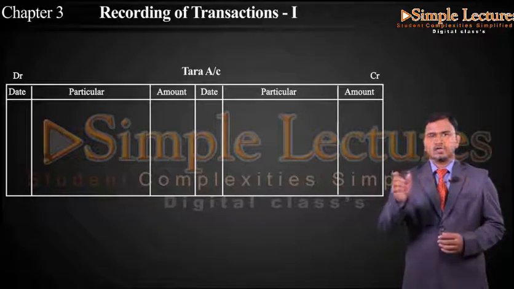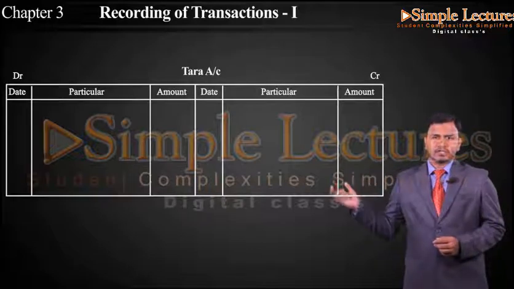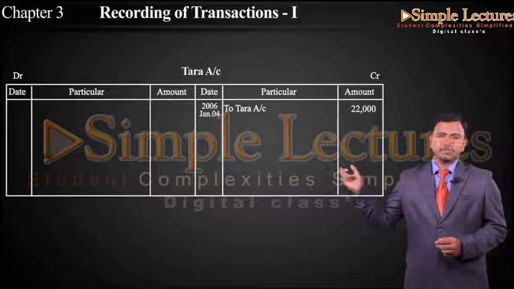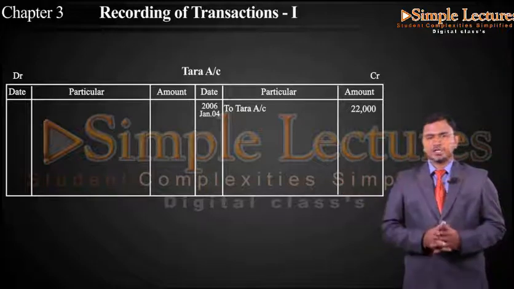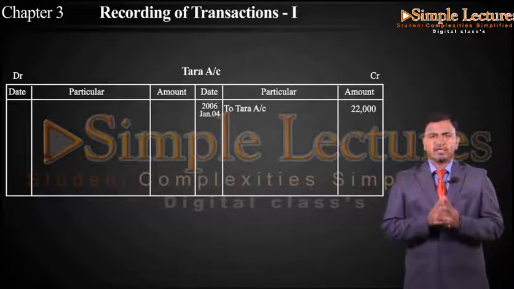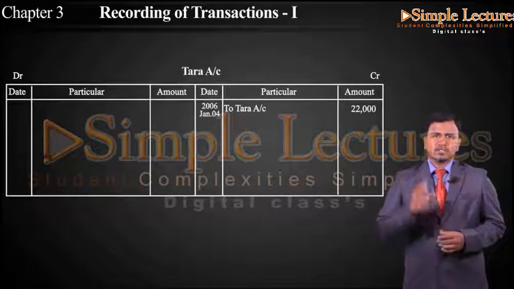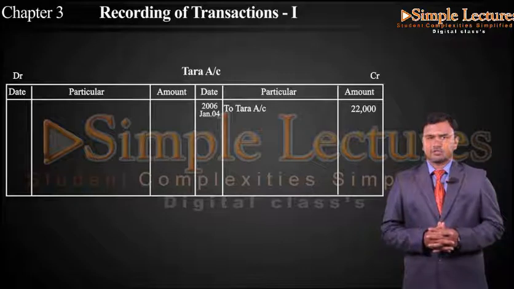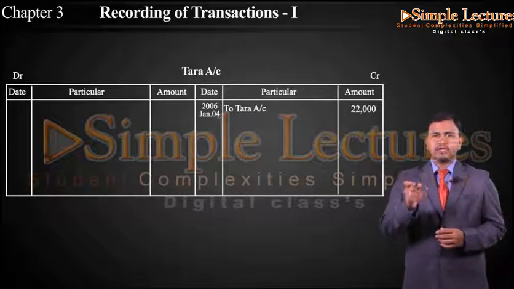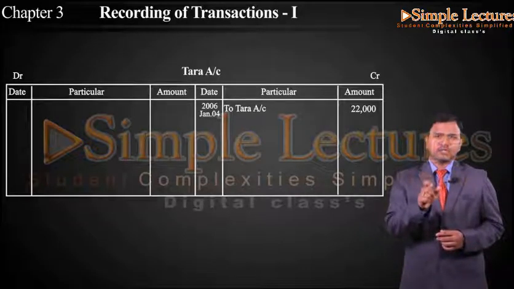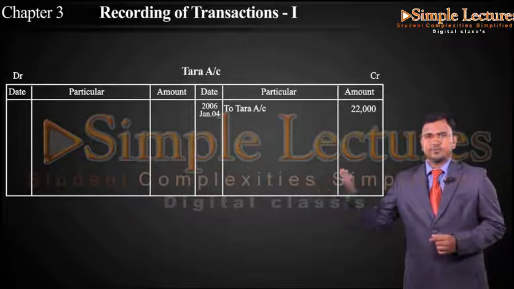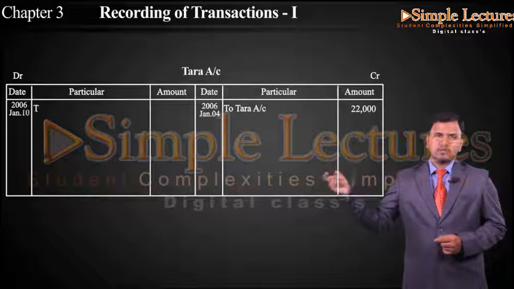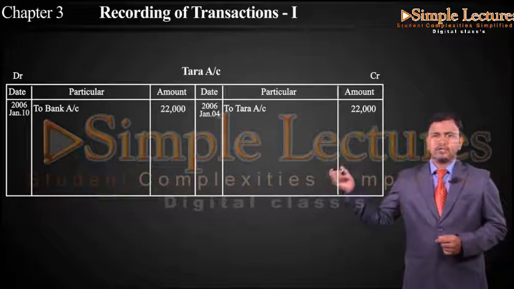There Tara was credited, so we are going to take in the credit side Jan 4th by Tara account 22,000. Another journal entry we have is on Jan 10th, where the entry is Tara account debtor to bank account 22,000. That entry debited Tara, so here we are going to post that entry to the debit side. Date will be Jan 10th to bank account 22,000.